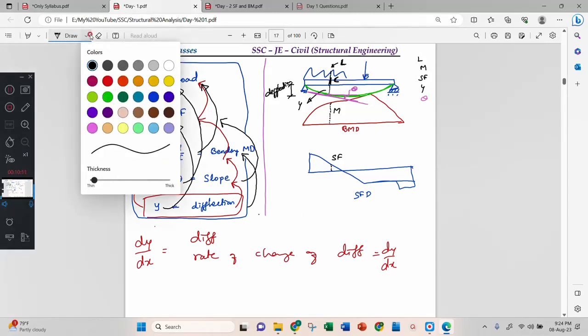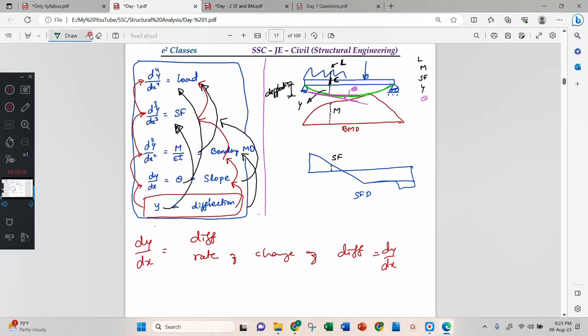Now all arrows were upward direction. Now I will use all arrows downward direction. Okay, this green, concentrate on green. Integration of load is shear force. Integration of shear force, bending moment. Integration of bending moment, theta. Integration of theta, deflection. Correct? Double integration of load, bending moment. Double integration of shear force, theta. Double integration of bending moment, deflection. Correct? If you go upward, differentiation. If you go downward, integration.